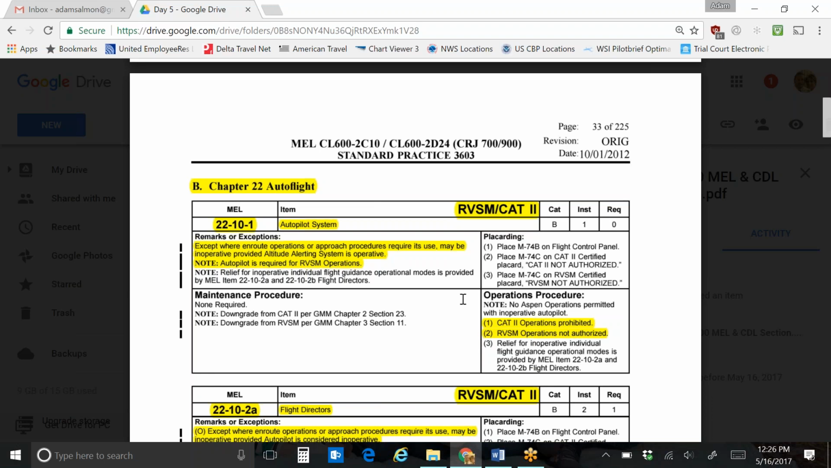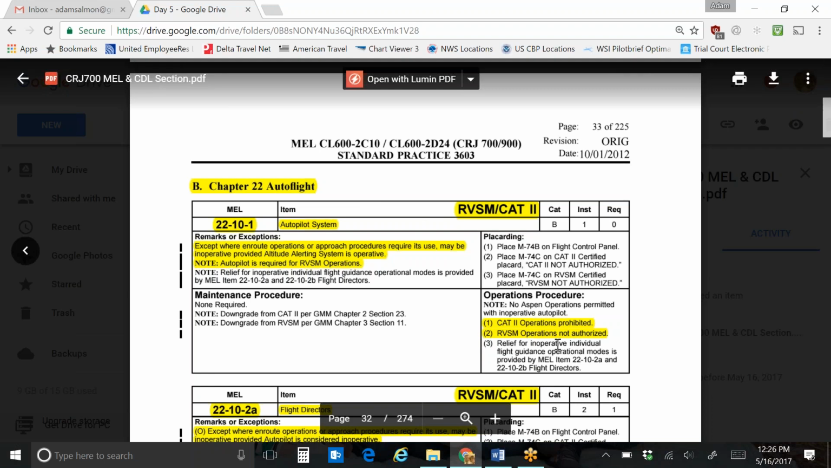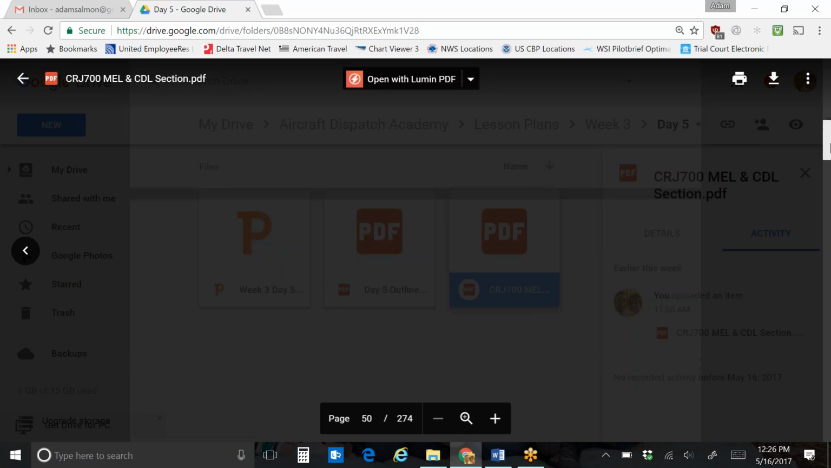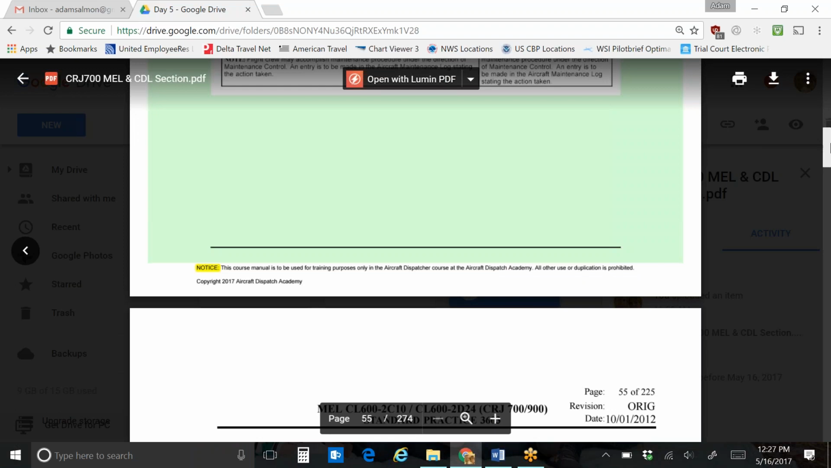You'll see some trends inside of certain chapters. Like in this auto flight area, you'll see more RVSM Cat 2 restrictions. When you're in the air conditioning area, you'll see more flight level restrictions, like we already saw, stay below flight level 250 or 310. When you look at the weather or the ice and rain protection chapter, you're going to see a lot of restrictions for you cannot operate into known or forecasted icing conditions.